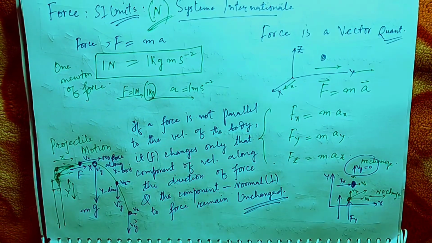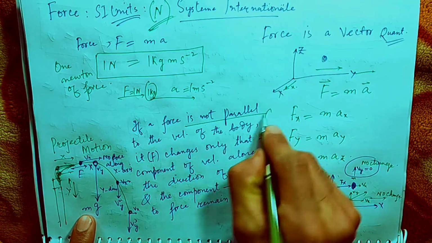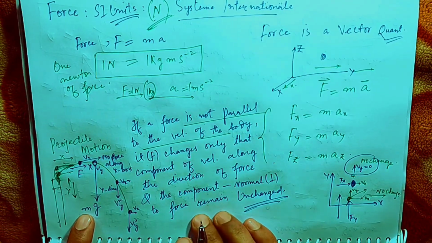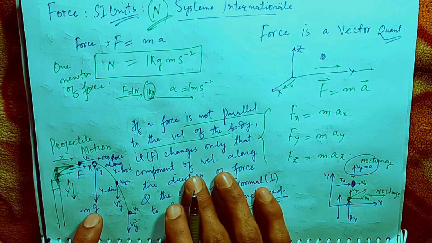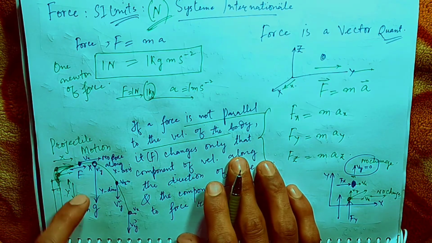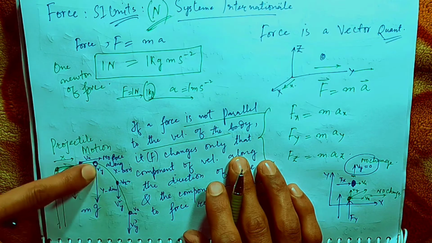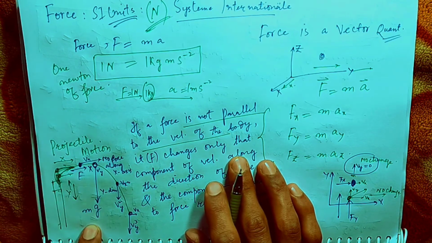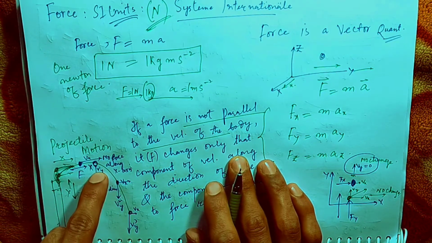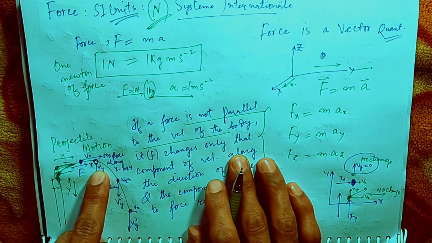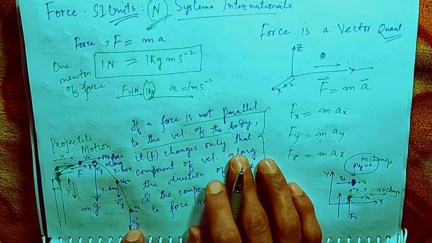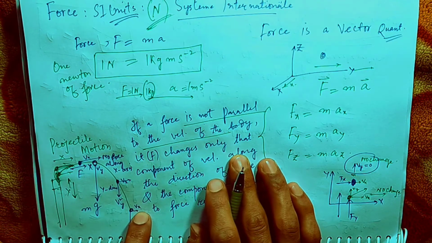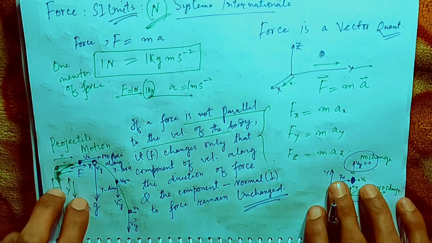So that means if we have a force which is not parallel to the velocity, it changes only that very component of velocity in which the force is applied. Force is applied in this direction, so only this component of v will be changed, that is, Vy will be changed. In this case Vy will be changed, in this case Vy will be changed, but Vx will remain unchanged.